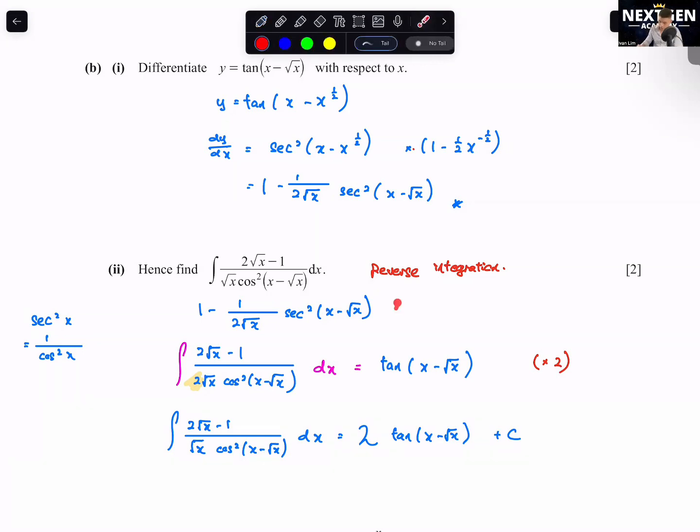Yeah, you need to show this part to change to this part here first. This is actually 1 mark.